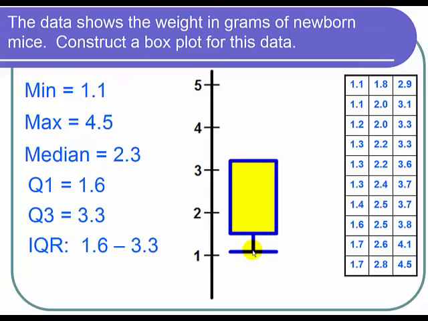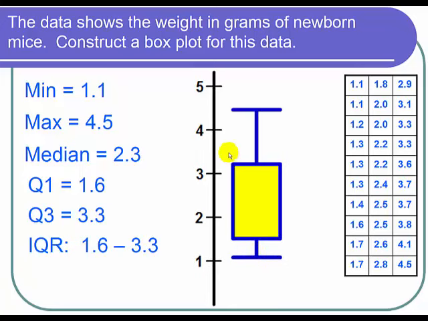And then finally, let's draw our upper whisker. And that will have value at the max, 4.5. So I draw a little horizontal line segment at 4.5. And then a vertical line segment that connects the box. And there's my whisker. And there's my box plot. And I'm done with the problem.